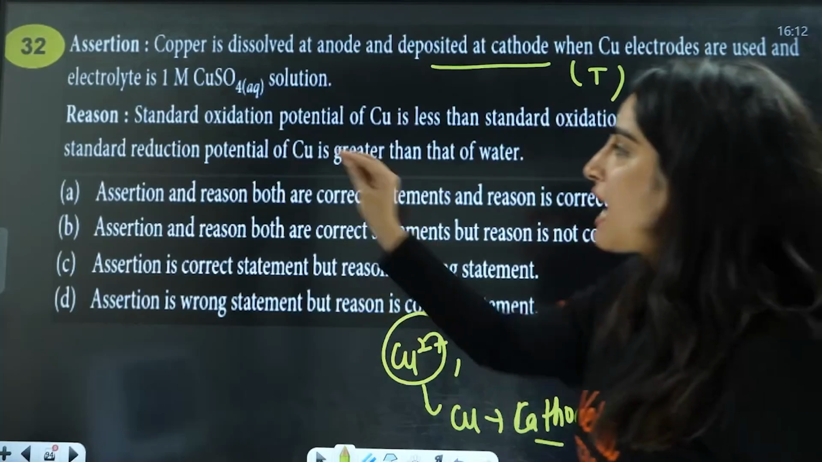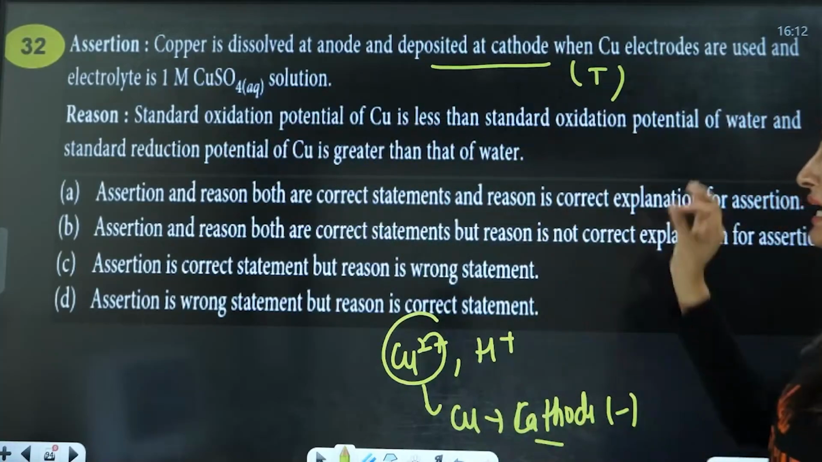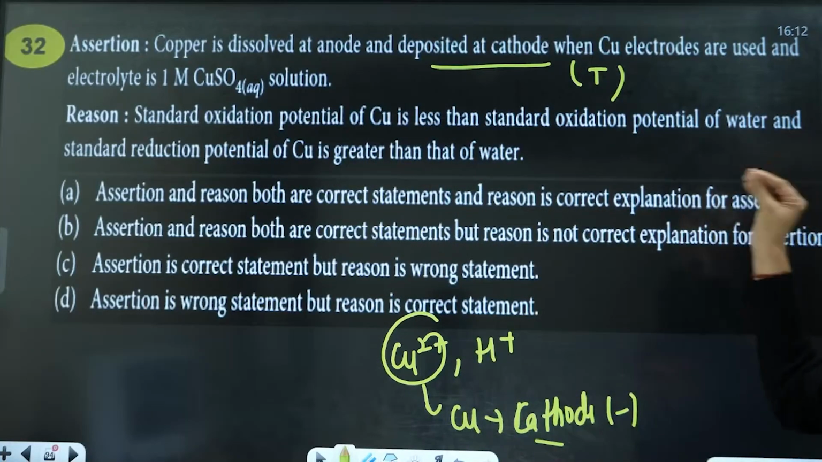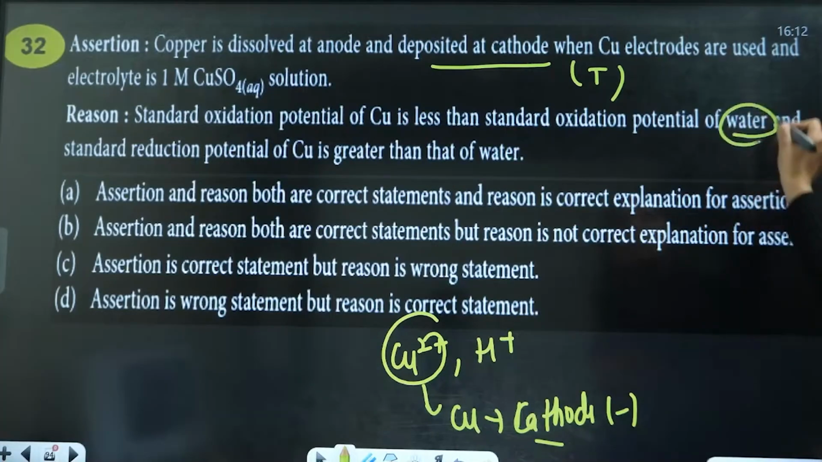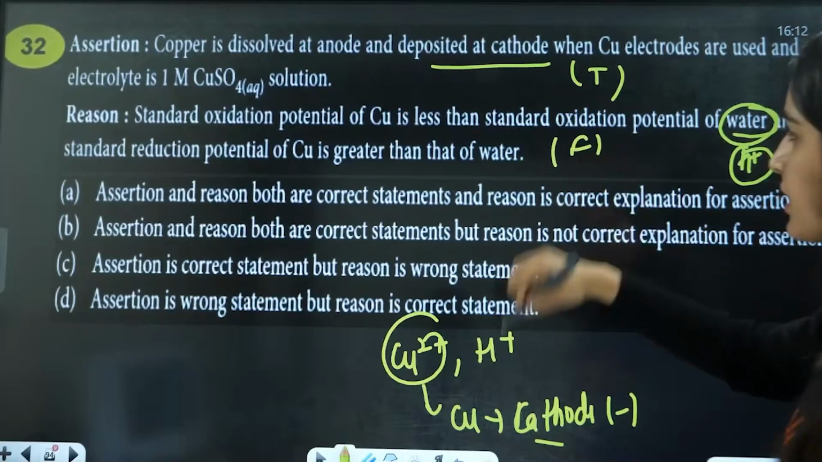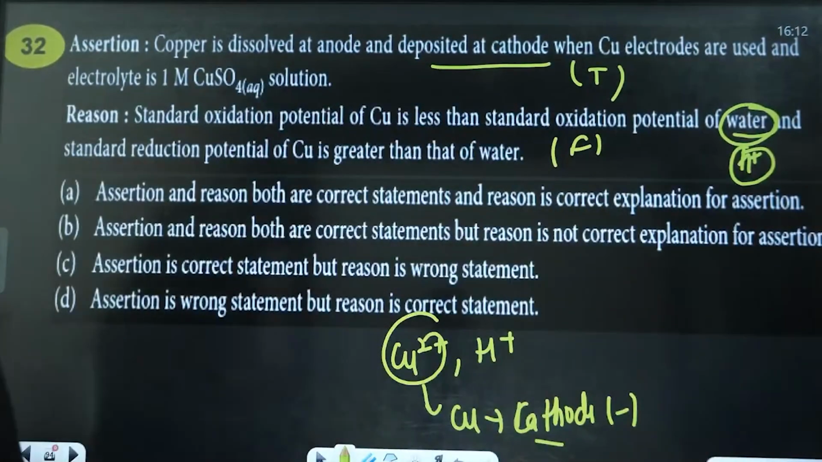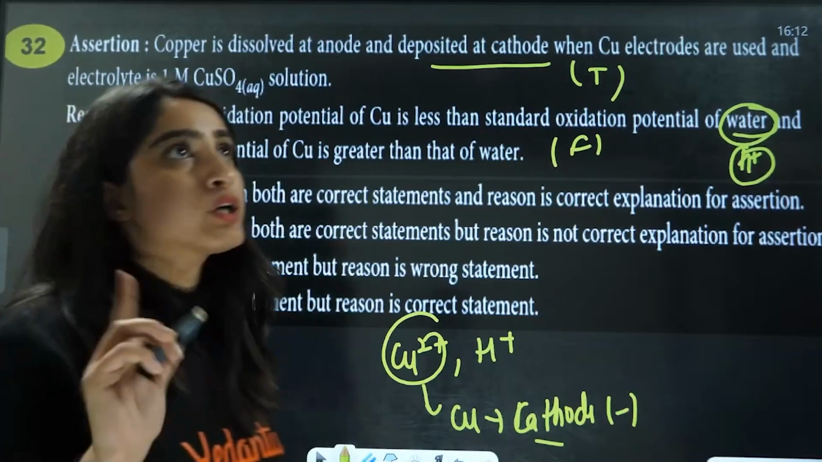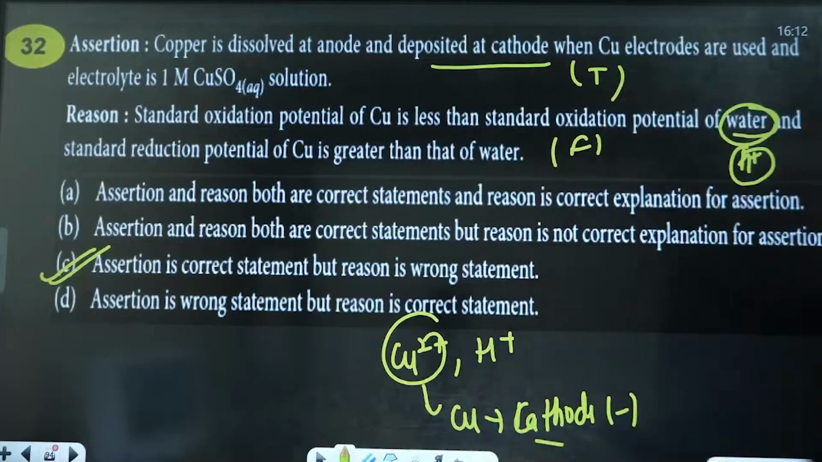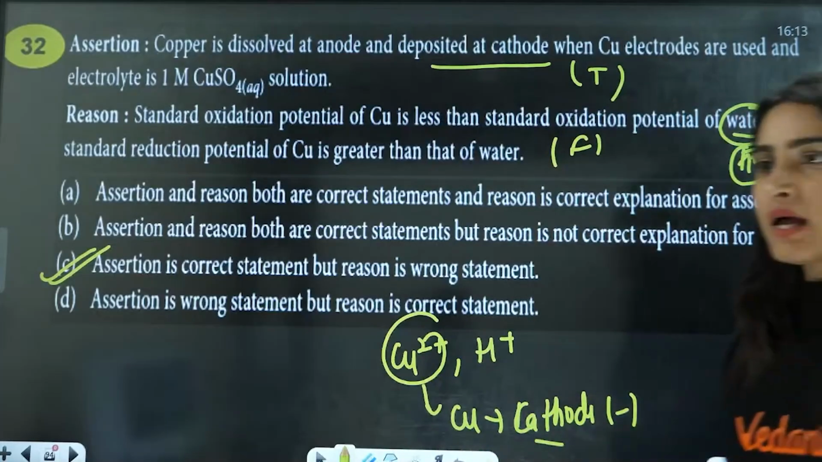Next: the standard oxidation potential of copper is less than the standard oxidation potential of water. Is this true? We are not comparing this with water; we are comparing it with H+. So this is a false statement. The assertion is correct, but the reason is wrong. We are not comparing this with water, we are comparing it with this one.